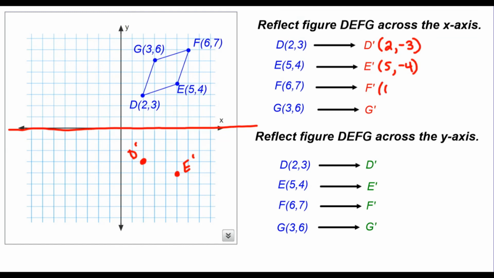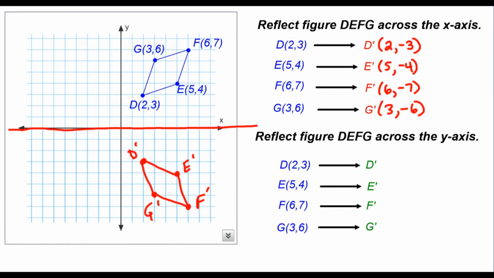F prime, x value is going to stay the same. Y value is going to become opposite, 6, -7. So that is here, 1, 2, 3, 4, 5, 6, 7. There is F prime, and then G prime. X value stays the same. Y value becomes opposite. That is 3, -1, 2, 3, 4, 5, 6. That is where my G prime is going to be. And again, if I connect these, you would probably use a ruler. You can see that this is reflected across the x-axis. The shape is still the same. It's just a mirror image of what it was.